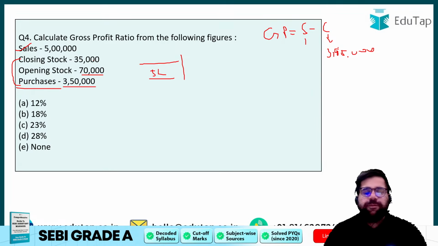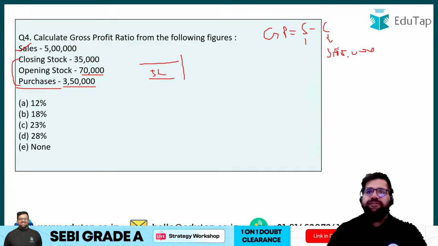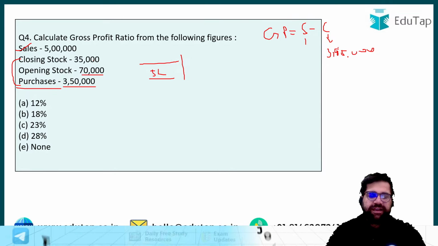If you are good in mathematics, then avoid it. And I will deduct this 385 from my 5 lakh. So it will be around 1,15,000, right? So now you have got your gross profit. How did gross profit come? Simply 5 lakh minus your COGS, which is 385.